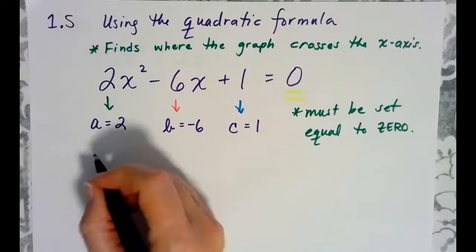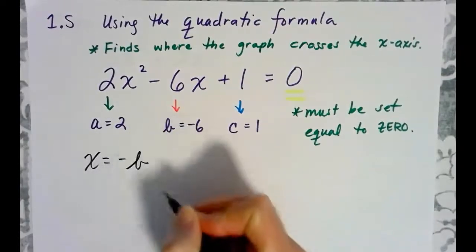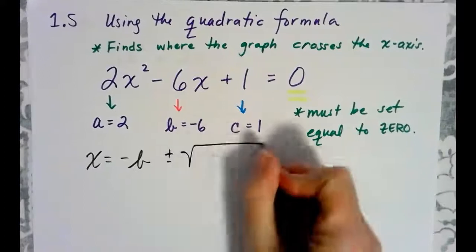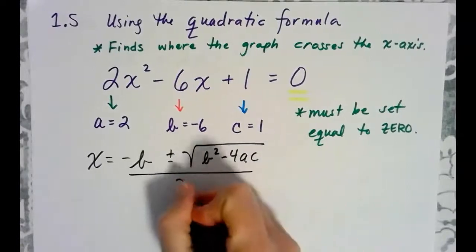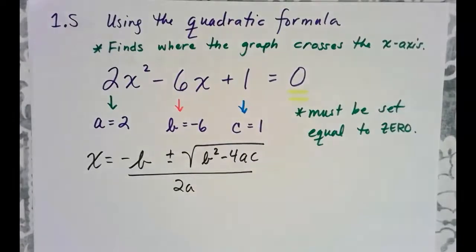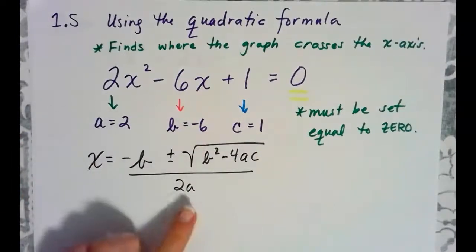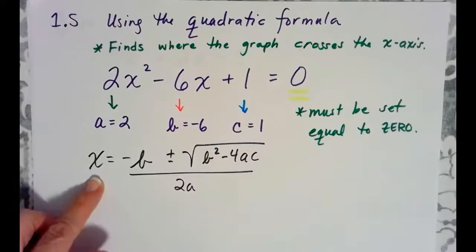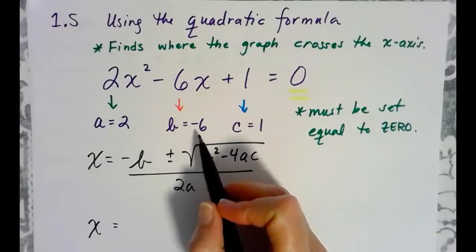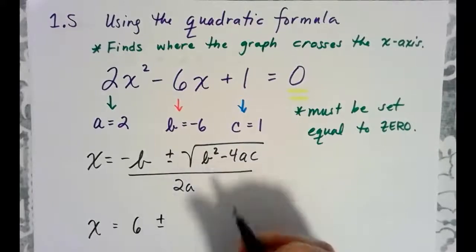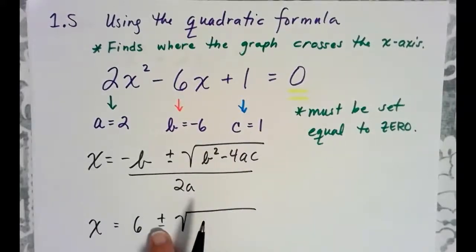So our quadratic formula says x equals the opposite of b plus or minus the square root of b squared minus 4ac all over 2a. So this formula allows us to plug in these values into the formula and solve for the values of x. So x equals the opposite of b. If b is -6, the opposite of -6 is +6. Next, plus or minus. Remember, quadratic equations yield 2 results. So we're looking for 2 answers here.